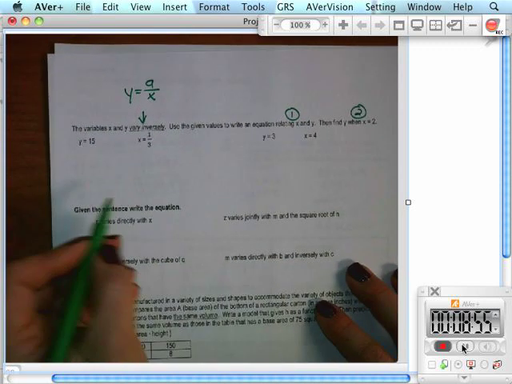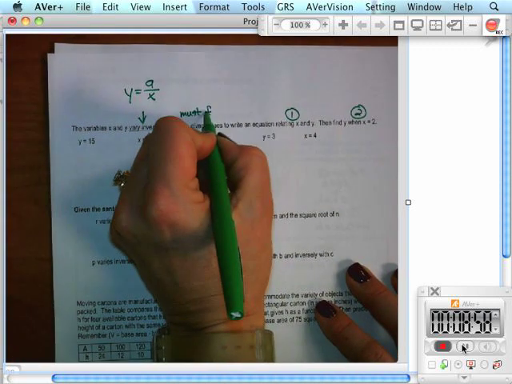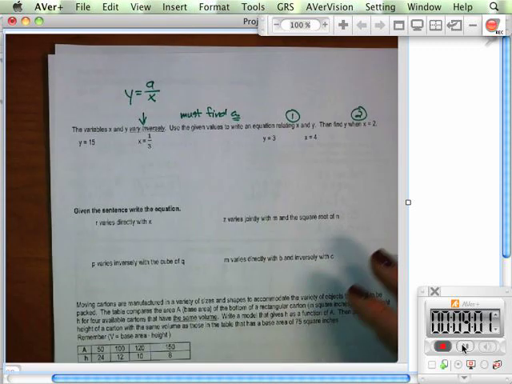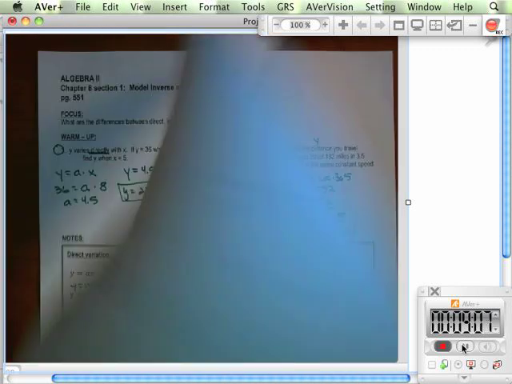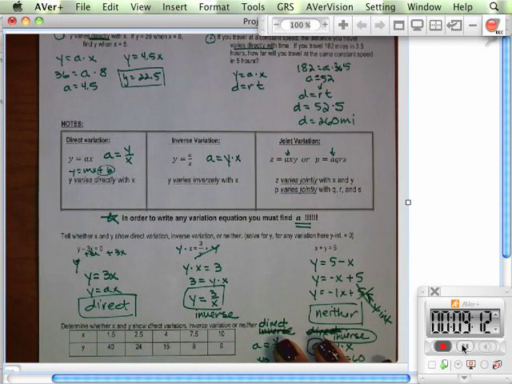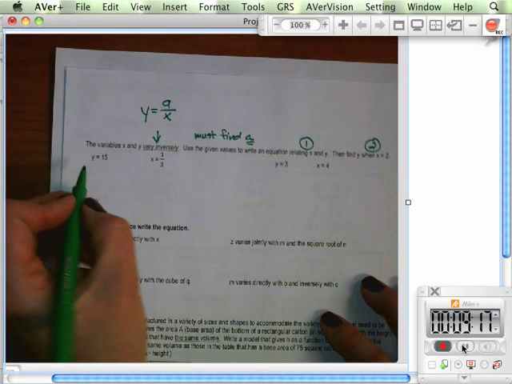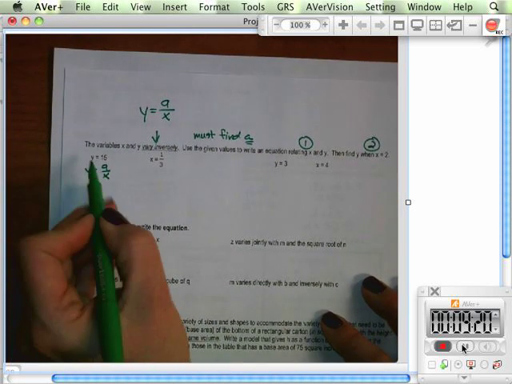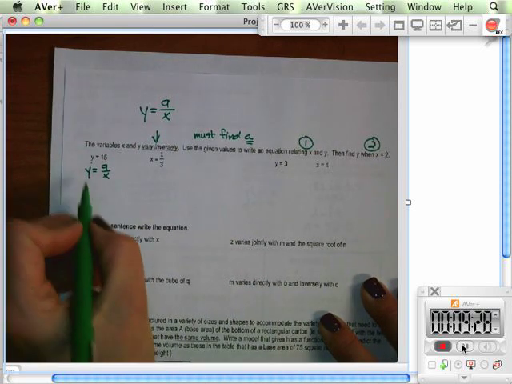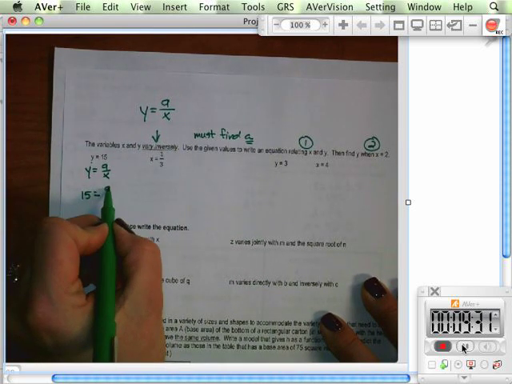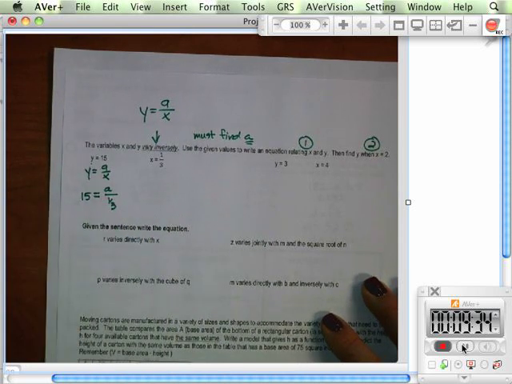So in order to do this, you must find A, just like I wrote on the other side. In order to write an equation, inverse, direct, anything, you got to solve for A. This is so important right here. In order to write any variation equation, you must find A. So, if I'm working with this form, y equals A over x, and I was given x and y, can I find A? Of course. We plug in what we were given and solve for A. Okay, we were given 15 for y. I don't know A. I'm working to find that. And it's divided by 1/3.